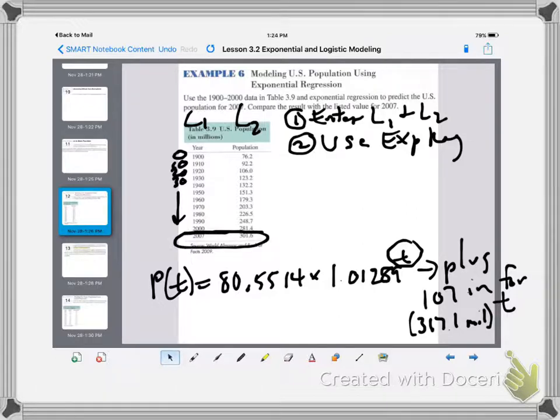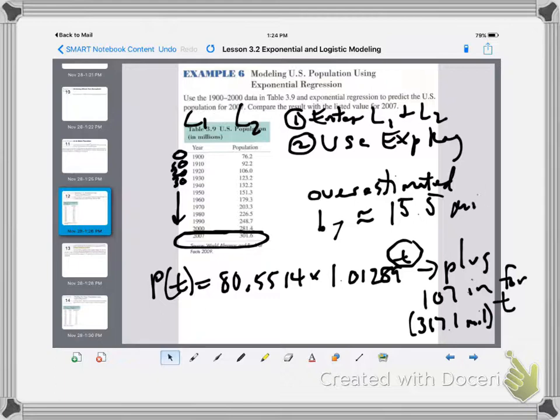Now, compare that with what they listed. It was listed at 301.6. So we actually overestimated what the population was going to be by approximately 15.5 million. But that's how you do exponential regression.